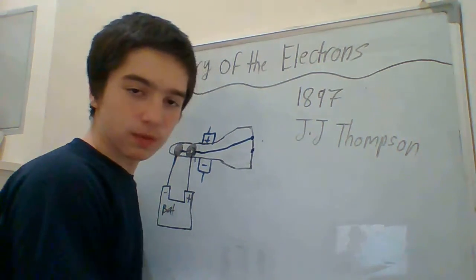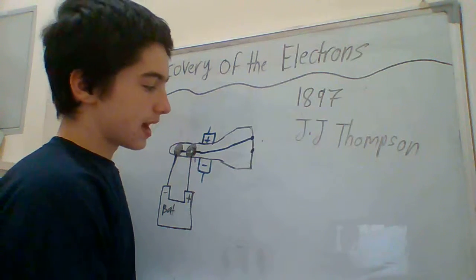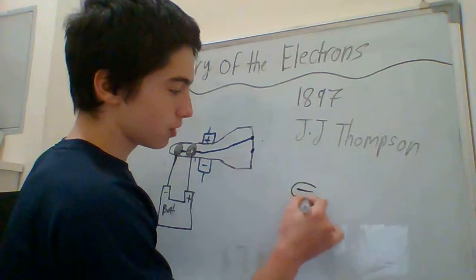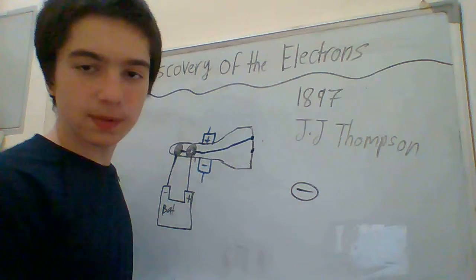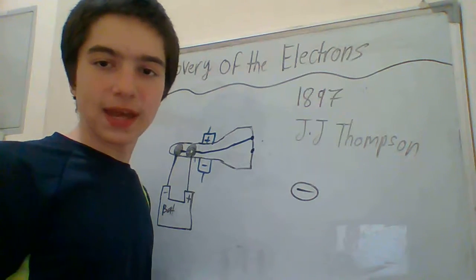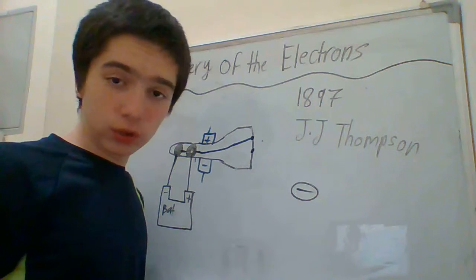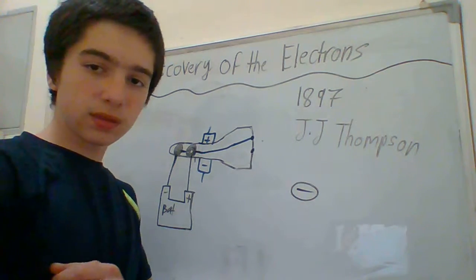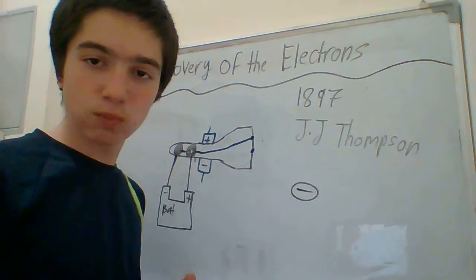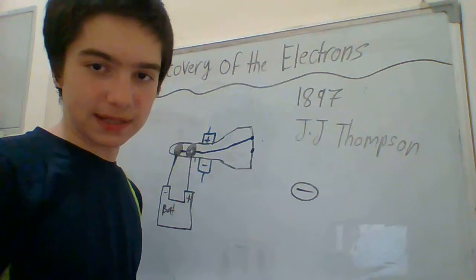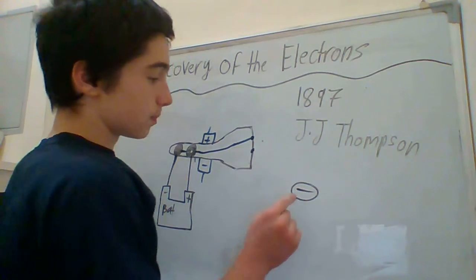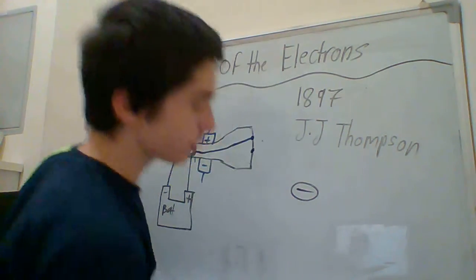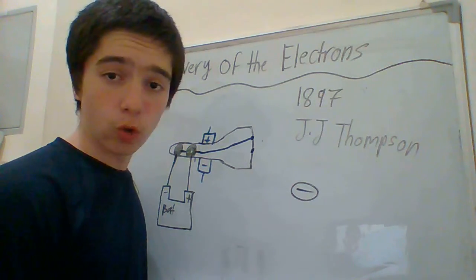But you should always remember that J.J. Thomson discovered the small subatomic particle which is called the electron. And he concluded that that subatomic particle is thousands and thousands of times smaller than a hydrogen atom. So that's about the discovery of the electron, and I hope it was useful.